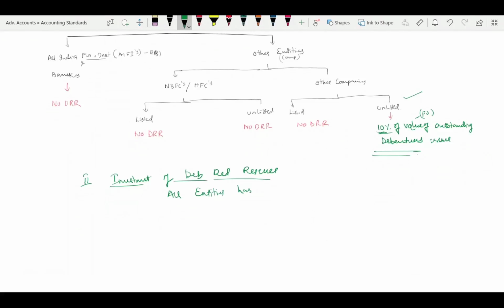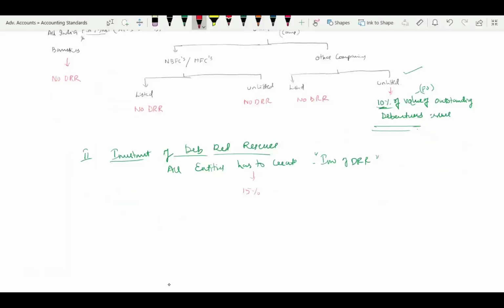All entities have to create DRI, debenture redemption investment. Out of DRR, whatever is there, you are supposed to create an investment. Investment of DRR you are supposed to create for all the entities, there is no second thought. So how much are they supposed to create? All the entities, at least 15% of face value of debentures outstanding.